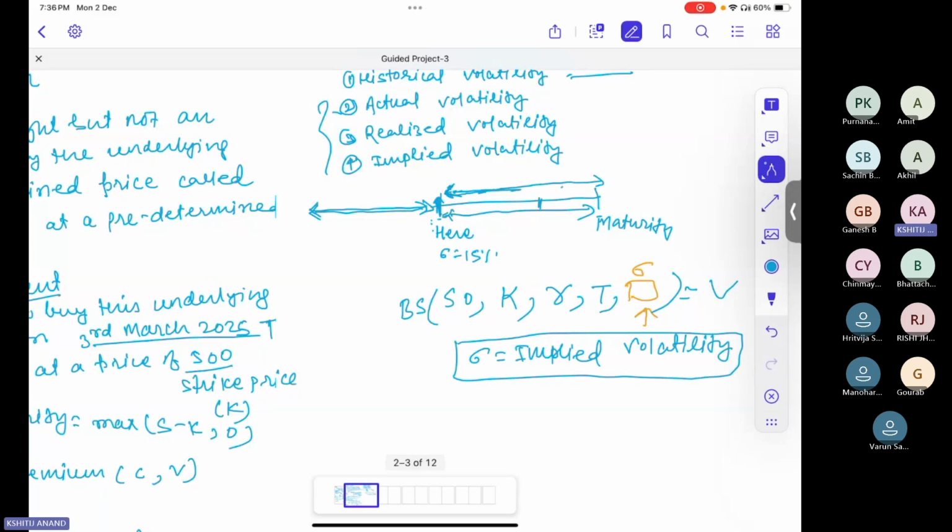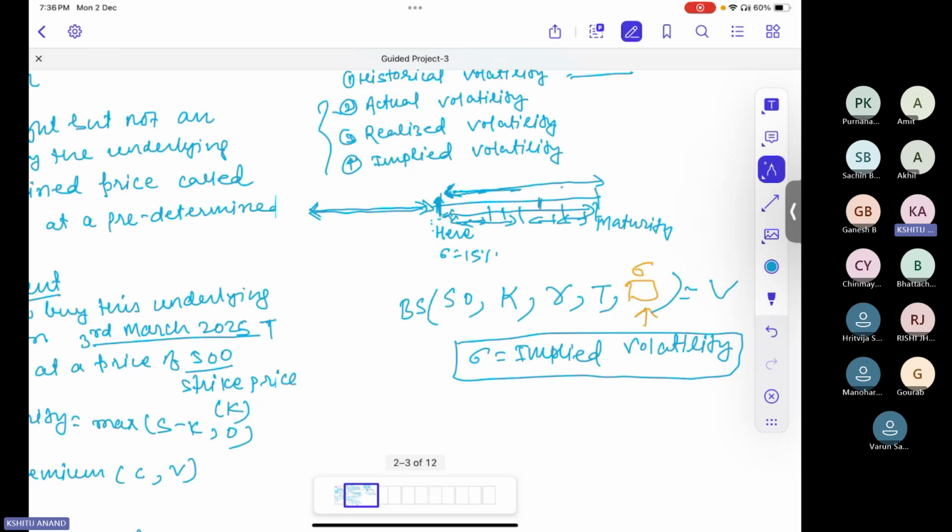You made this prediction about the future, and now you are observing what the volatility was right now, at this instant. Intuitively it might seem that historical volatility and realized volatility are the same, but try to understand it like this: it depends upon the actions that you took.